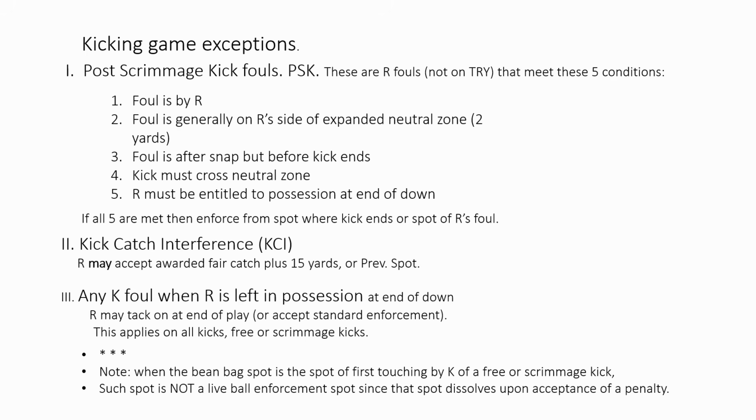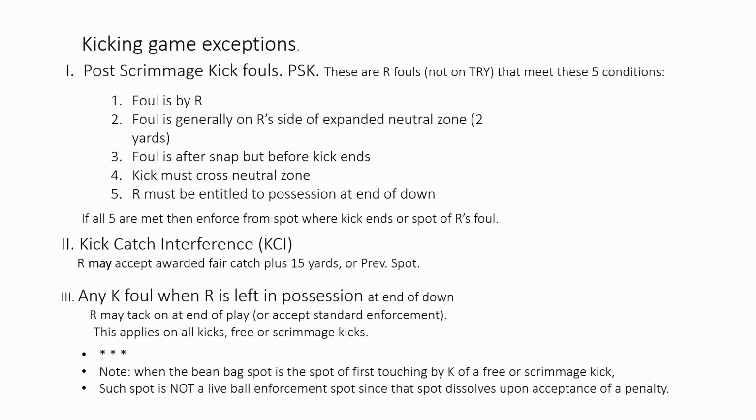Kick catch interference exception says that R has a right to take an awarded fair catch at the spot plus 15 yards. It's not the only option, however, because it is a loose ball play. We have to remember that R can accept the penalty at the previous spot. So if that's the case, then we can enforce 15 at the previous spot and replay what is normally a 4th down, I would imagine, on a scrimmage play. So if the K has gotten off a really terrific kick and then R is interfered with, R may well prefer the previous spot to replay rather than the awarded fair catch plus 15. We've got to remember to give that option to the coach on a really good kick.